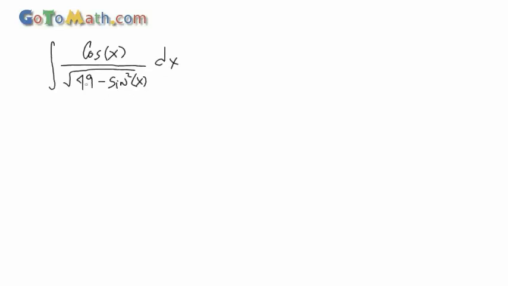We got the integral of cosine x over the square root of (49 minus sine squared x) dx. Okay, that's a 4 there. Since we're in the inverse trigonometric function section, that's what you need to have your mind on.